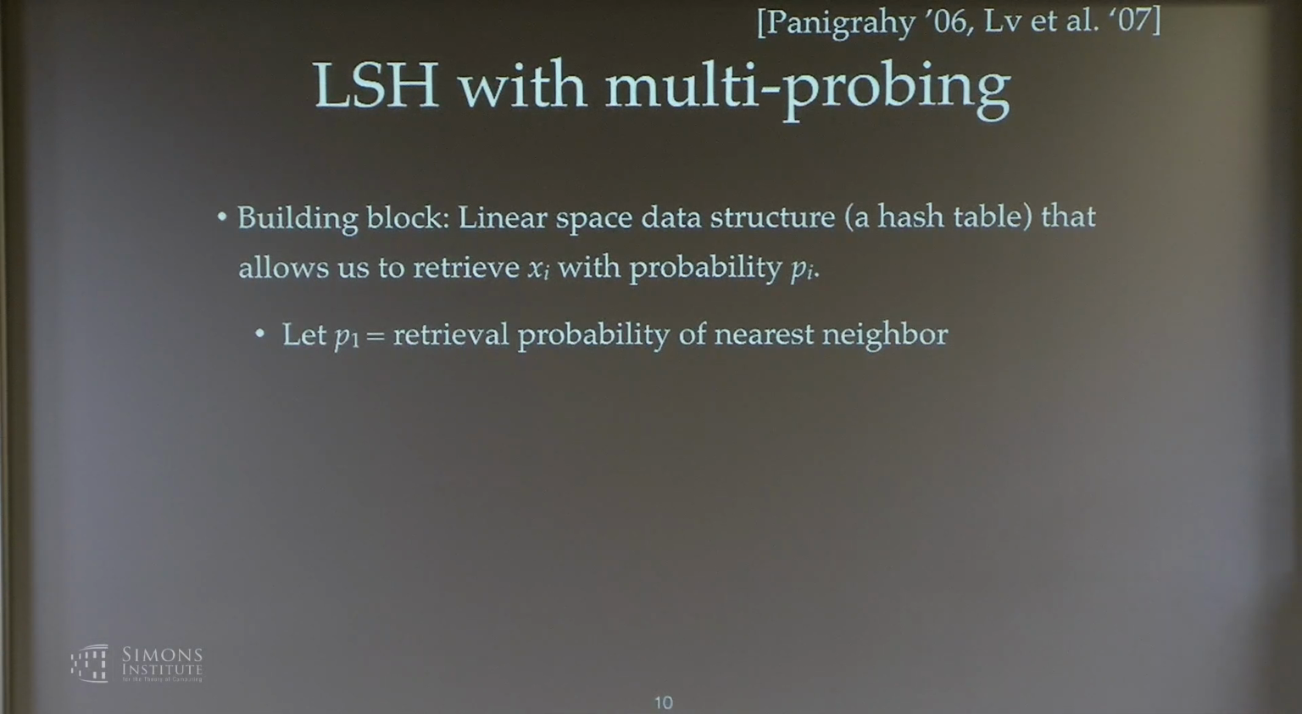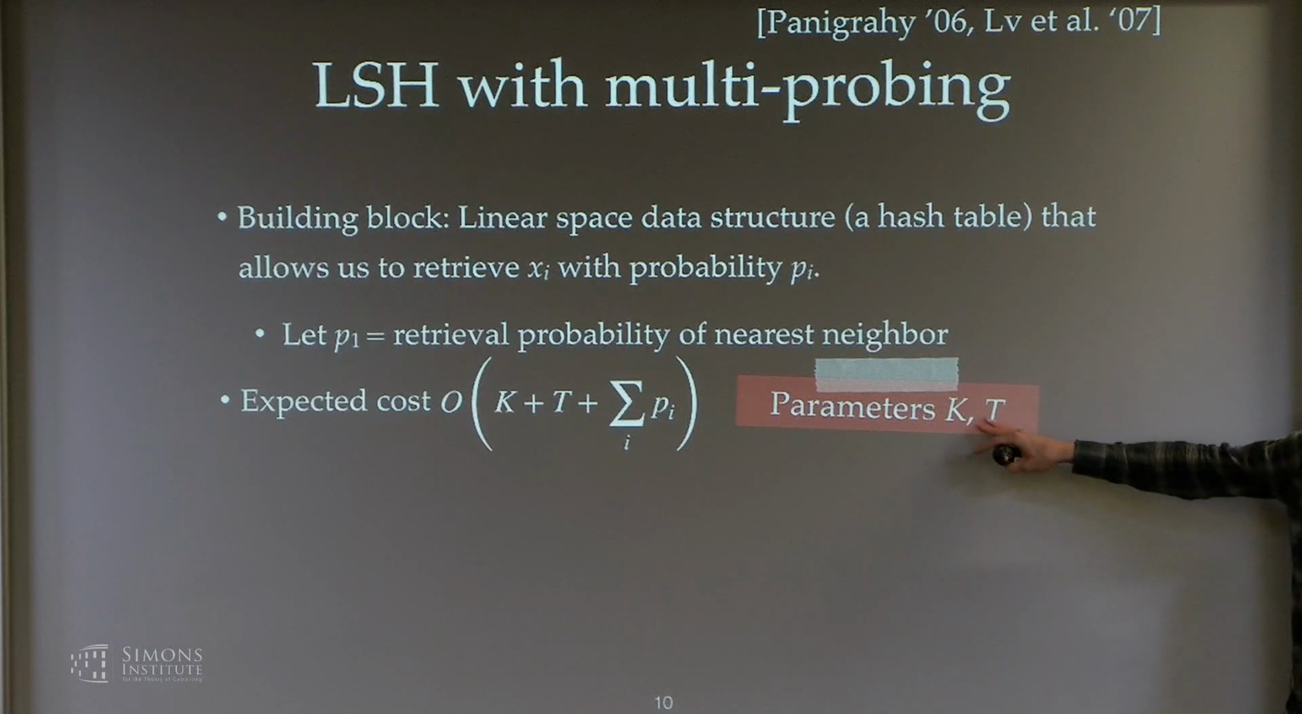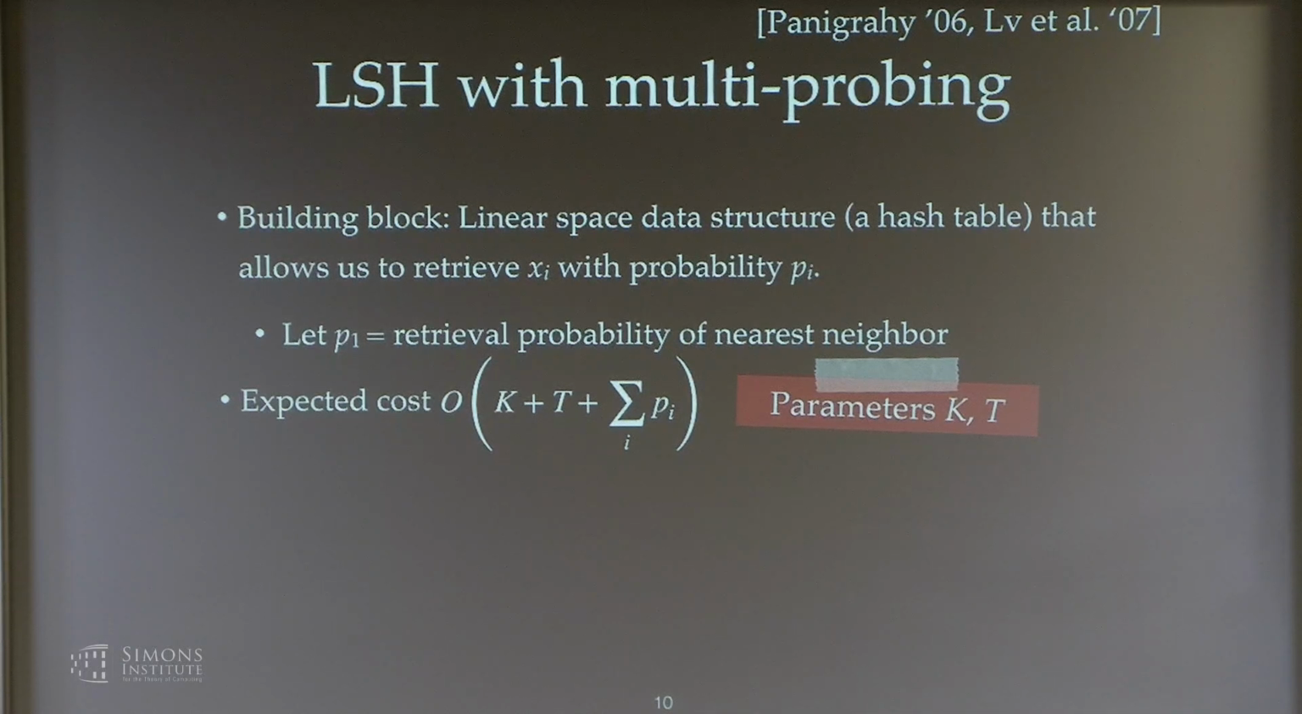Right. So we can query this data structure, and it has an expected cost that depends on some parameters. There are some internal parameters that you need to specify called k and t. And then of course you have to look at all the points that you have retrieved. So the cost is at least the sum of the probabilities, so the expected number of points that you retrieve. All right, and now I won't really go into how you choose these parameters, but you somehow choose them to optimize the running time in the end.